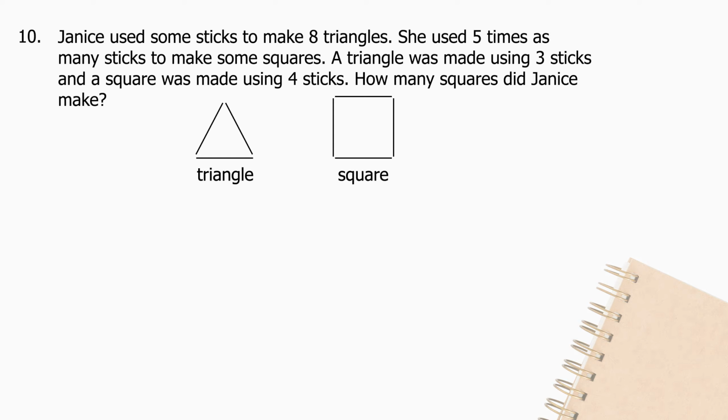Question 10. Janice used some sticks to make 8 triangles. She used 5 times as many sticks to make some squares. A triangle was made using 3 sticks, and a square was made using 4 sticks. How many squares did Janice make?